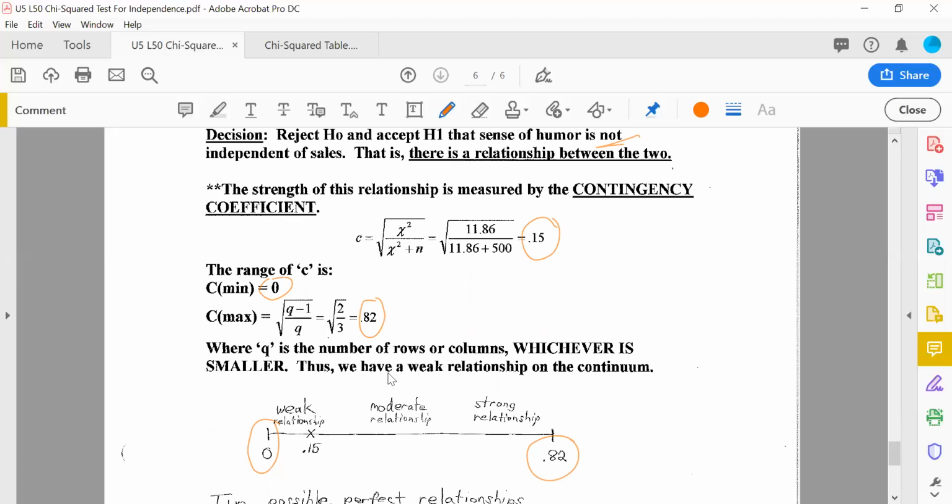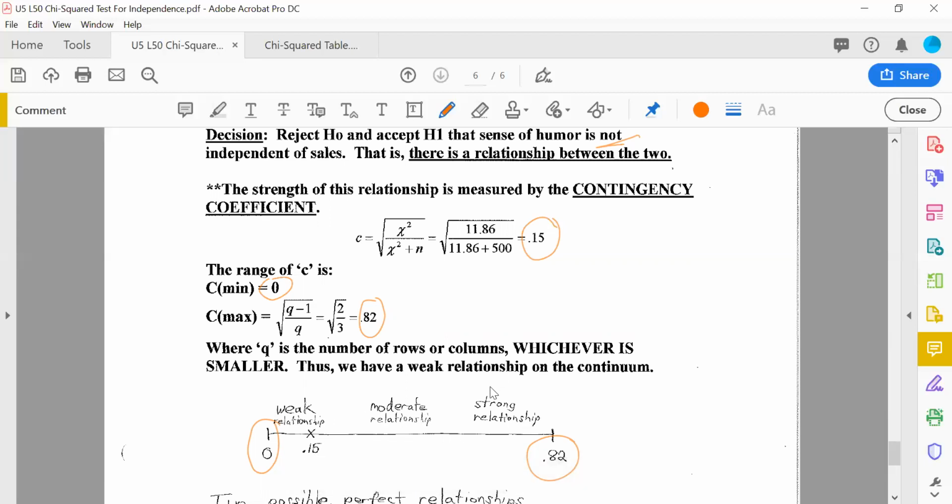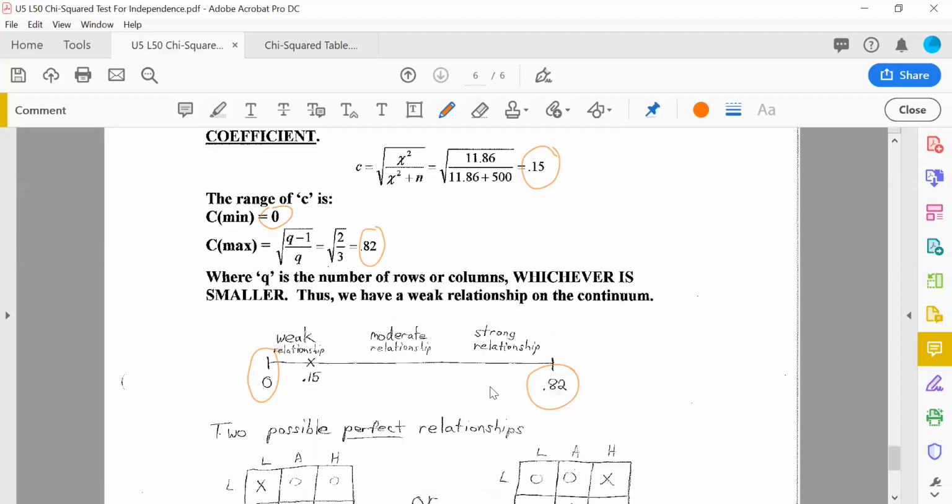Then I put wherever 0.15, or wherever C, falls on the continuum. Further to the left is a weaker relationship. Close to the center is a moderate relationship. Close to the right is a very strong relationship between the two variables. Now, mind you, 0.15 might be right about here. So if you say I reject H0 and it appears that there's a weak relationship, I'd be fine with that. If you said there's a weak to moderate relationship, I'd be fine with that. If you said there's a moderate relationship, I'm cool. If you said there was a strong relationship between the two, that's when I would probably throw a point off.